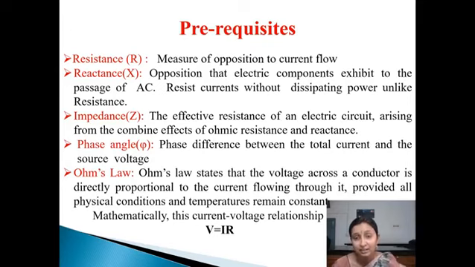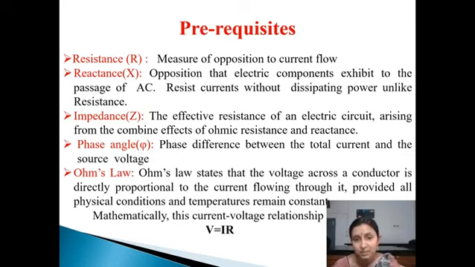In reactance there is no power dissipation, whereas in case of resistance there is power dissipation. Next, impedance. The effective resistance of an electric circuit arising from the combined effects of ohmic resistance and reactance. That is, impedance is the combined effect of resistance R and reactance X. This combined effect is nothing but impedance Z. Next, what is phase angle? Phase angle is the angle between the current and the source voltage.